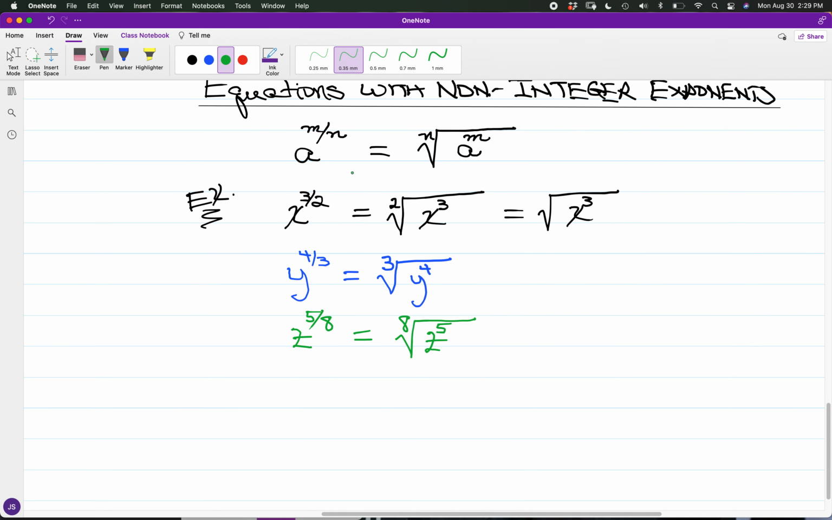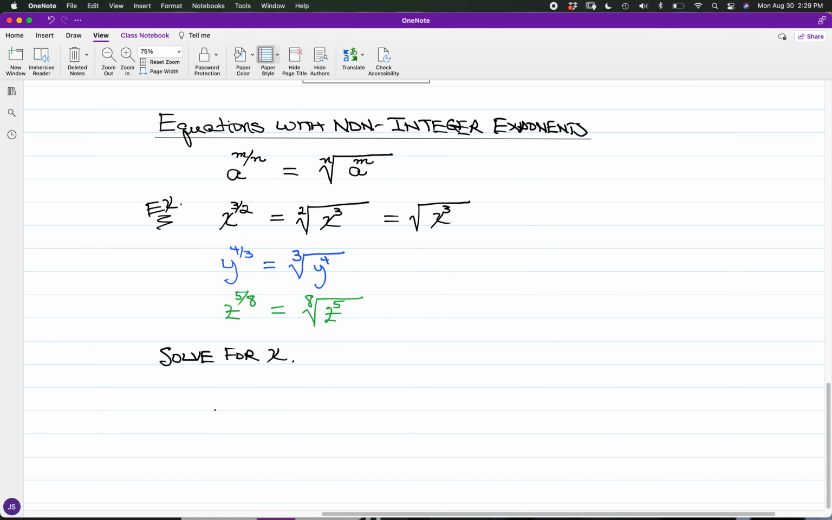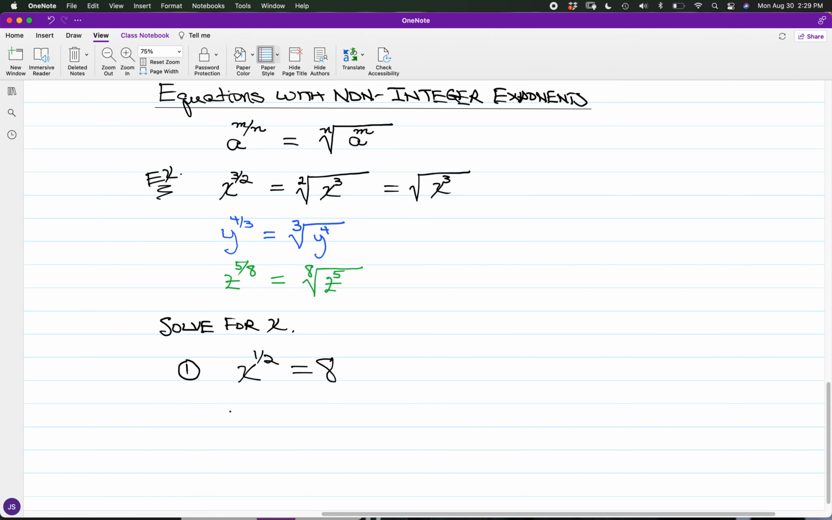So this is what we have here in translate, and the purpose this is going to serve is once we cross over to equations that have non-integer exponents. Let's say you're looking at solving for x, and we will say here that x would be such that x to the 1/2 is equal to 8.